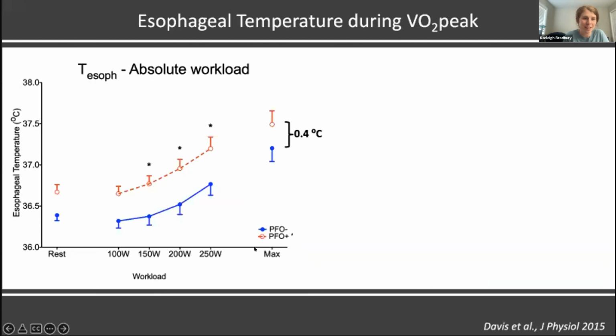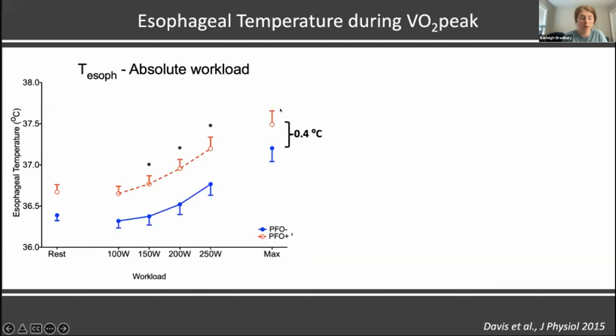So for some results for this study, this is looking at esophageal temperature during the VO2 peak test. On our x-axis, we have workload. On our y, we have esophageal temperature. Our PFO negative subjects are in the blue filled-in circles, and the PFO positive subjects are in the open red circles. And you can see that at rest and throughout the entire duration of the VO2 max test, the PFO positive subjects had higher core temperatures compared to the PFO negative subjects.